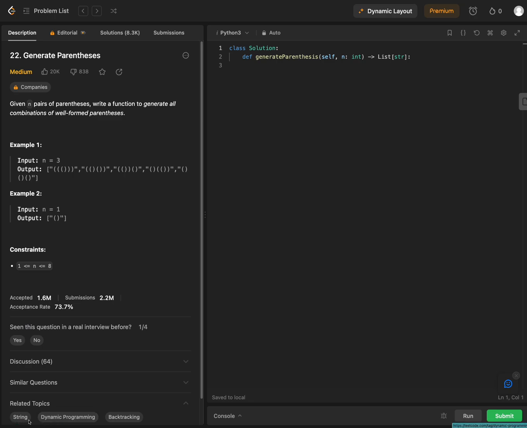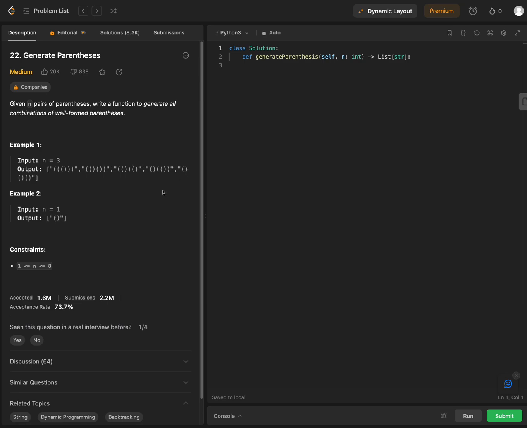So this question we are looking at: given n pairs of parentheses, we want to write a function to generate all combinations of well-formed parentheses. So what does this mean? Let's see. If n equals 3, we want to have this. Okay, I understand.